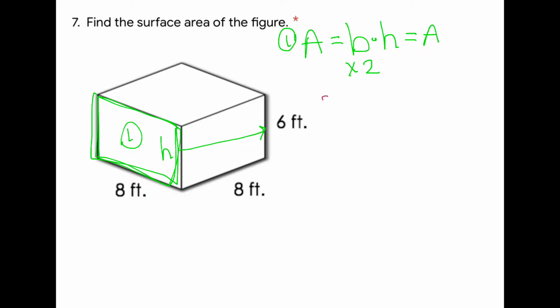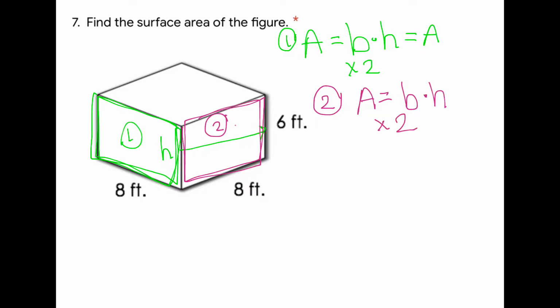Number 2. Now we are going to find our area of this rectangle. Okay? Same thing, our area equals our base times our height. We can clearly see our base times height. After you get your area, again, you know there's 1 on the other side. So we gotta times it by 2.